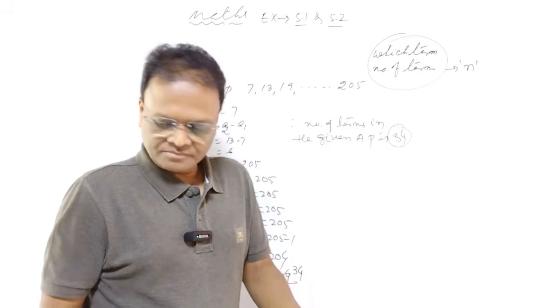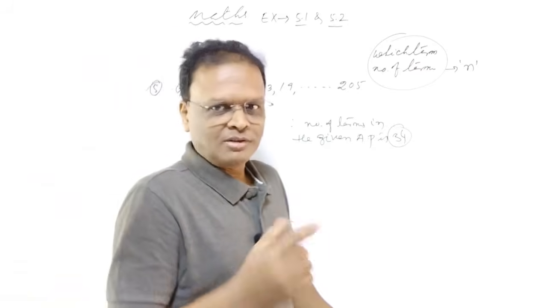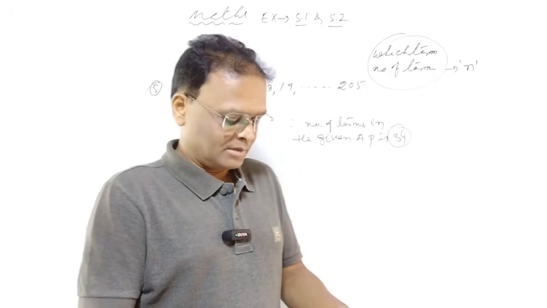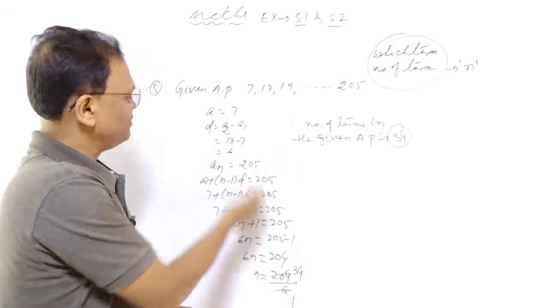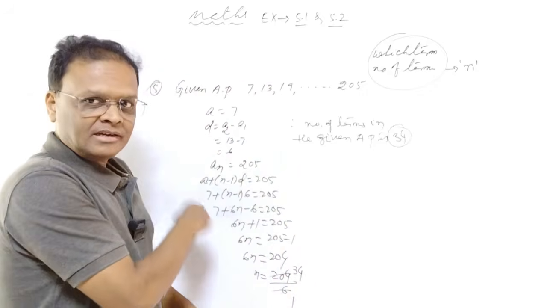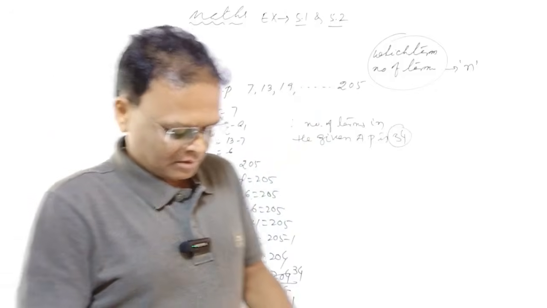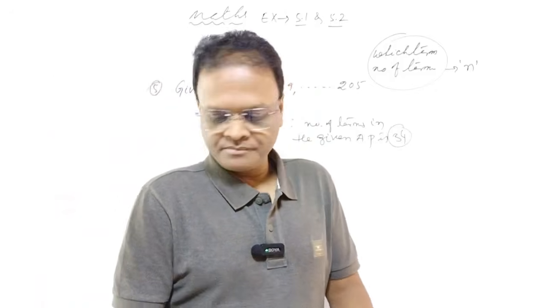Second one, I think if I do the first one, you can do the second one. Exactly the same thing, so I'm not doing the second question. Similarly, first you find A, write A, D, then whatever number is given, that is your AN, then calculation, that's all. Now question number 6.